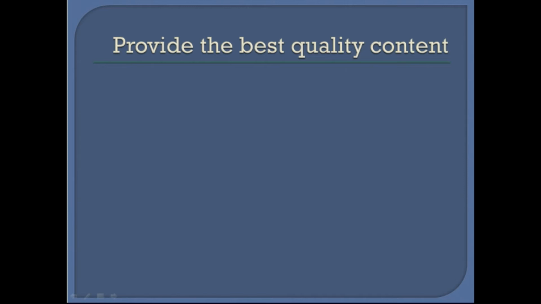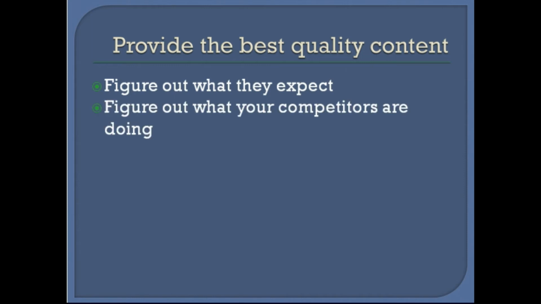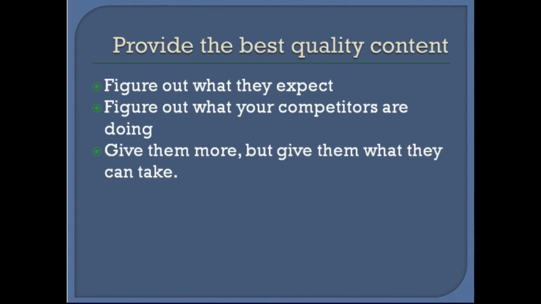Another thing you need to do is provide the best quality content. I know this is somewhat self-explanatory and you might be thinking, yeah, I know this, but you'd be surprised how many membership sites out there actually don't provide the best quality content. So you need to figure out what they expect and what your competitors are doing right now. What are they providing? Compare their product versus your product. And then your goal is to give them more quality content.